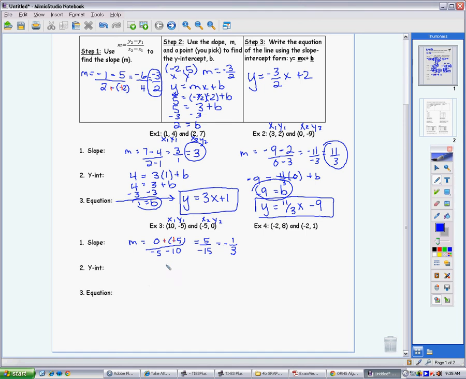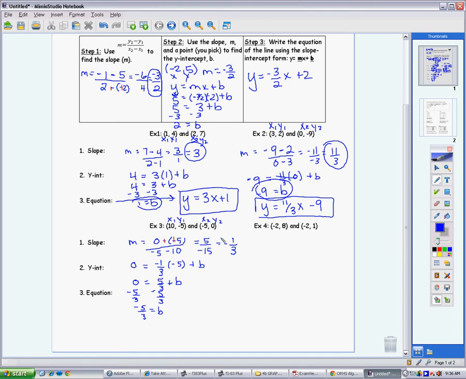My y-intercept, I'm going to use y equals mx plus b, and I'm going to use this point with a 0 again. So my y is 0 equals m is negative 1/3 times negative 5 plus b. I'm going to multiply those together. I get 0 equals positive 5/3 plus b. And then I need to subtract 5/3 from both sides. And I get negative 5/3 is equal to my b.